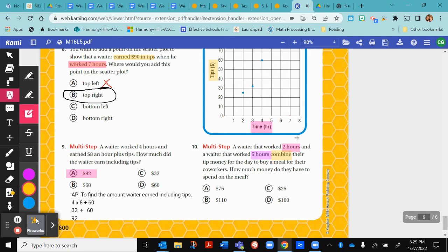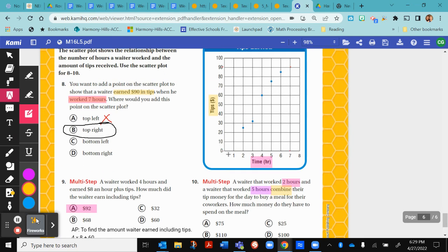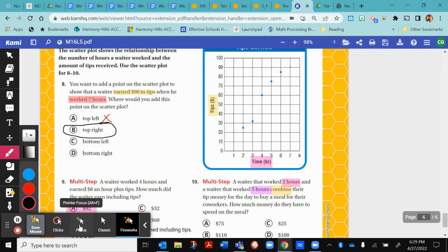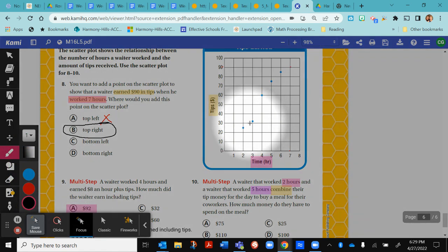I'm going to look for the 2 hours. Starting at the point of origin, move over to the 2. And now this one is right in between, and I'm going to highlight that part. So I want you to look right here. For the 2 hours, this is where he is at. So it's between 20 and 30, and I'm skip counting by 10, so that's going to be $25. So I have $25.